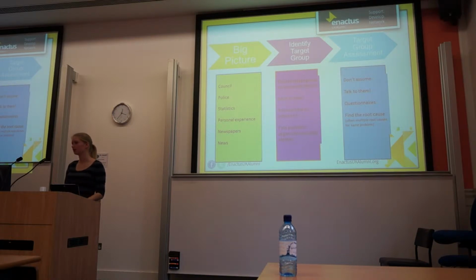So the best thing to do is really just to sit down with your beneficiaries and a partner organisation if you're working with them and say, look, what are your problems? Why are you here? What is the root cause of these issues? So staying with the example of homelessness, why are these people homeless? Is it because of this reason?